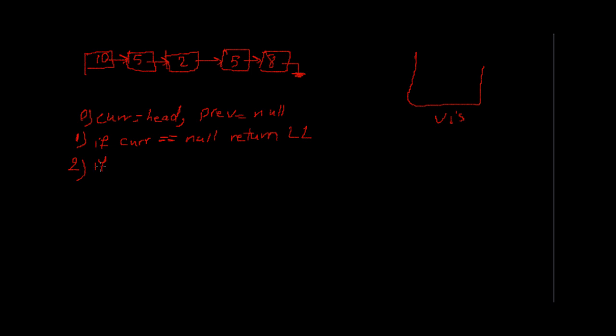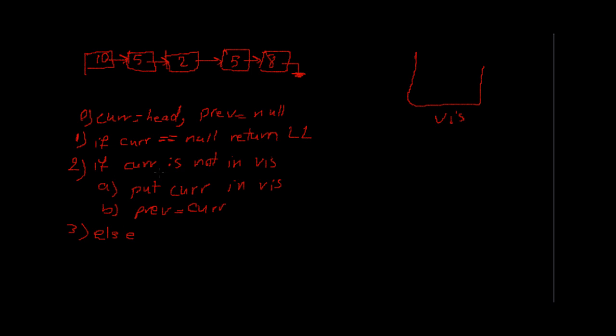Else, we're going to go to the second step and say if current is not in the visited list, do these 2 steps. First, put current in visited. Second, say that previous is equal to current. So move previous to a new location, which is current.